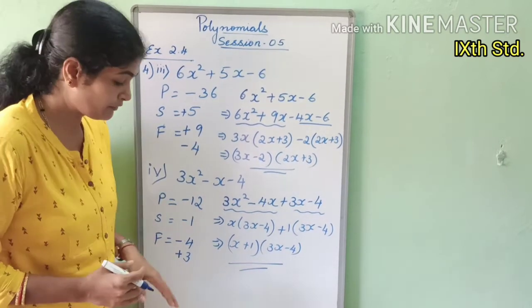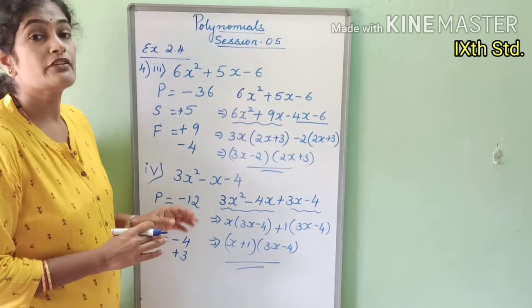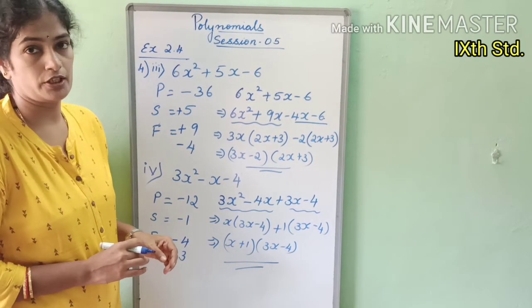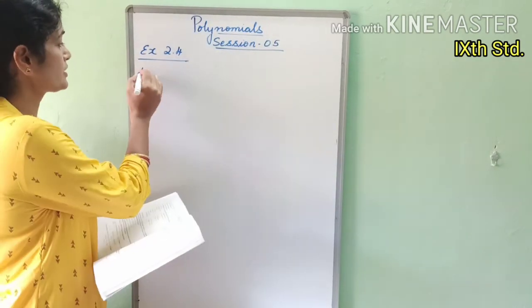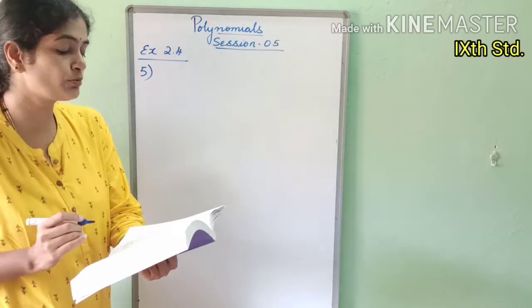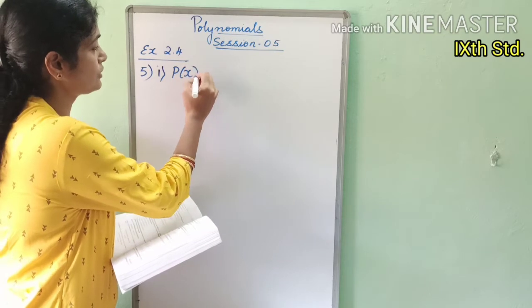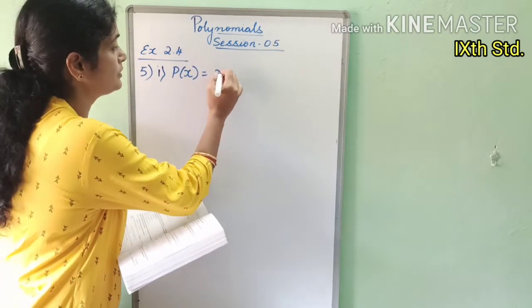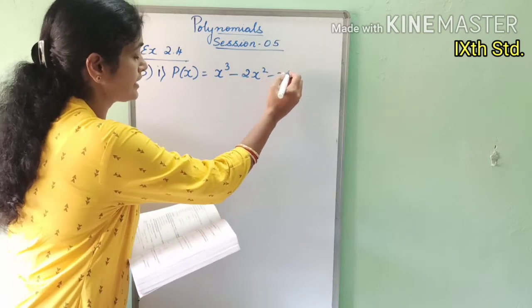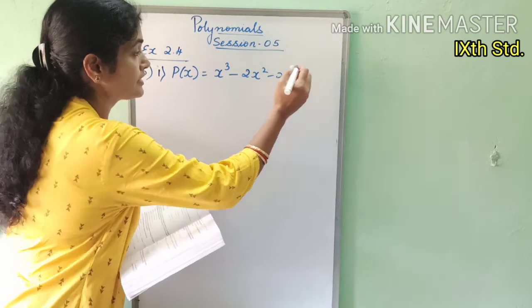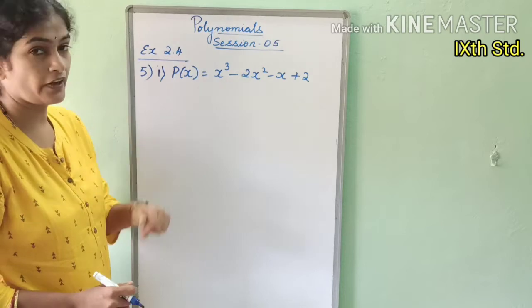Next one, question number 5. In question 5, we will see the factorization of cubic polynomials. Okay. Now we will see the fifth question, where we have to factorize a cubic polynomial. First one, let's take that p of x is equal to x cube minus 2x square minus x plus 2. It is a cubic polynomial. Why? Because its degree is 3. Now you have to factorize this.